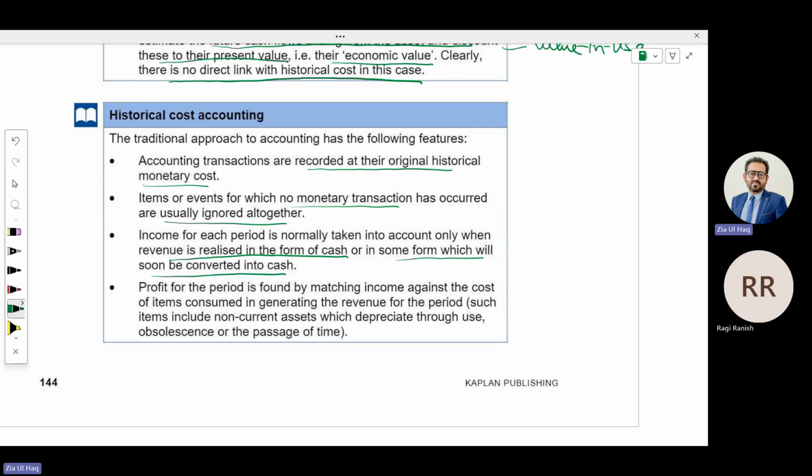Future income we do not record on a historical cost basis. We record income when it is realized. Profit for the period is found by matching income against the cost of items consumed in generating the revenue for the period. Such items include non-current assets which depreciate through use, obsolescence, or the passage of time. This means we calculate profit by deducting expenses from income, including depreciation expenses.